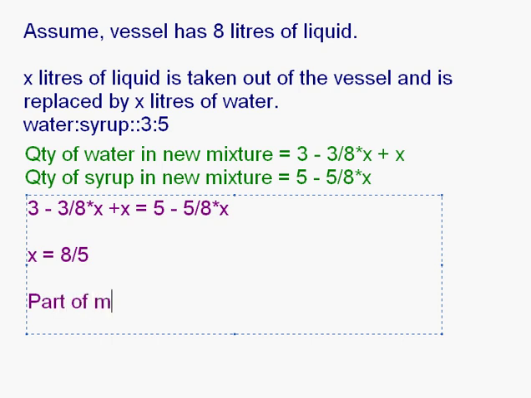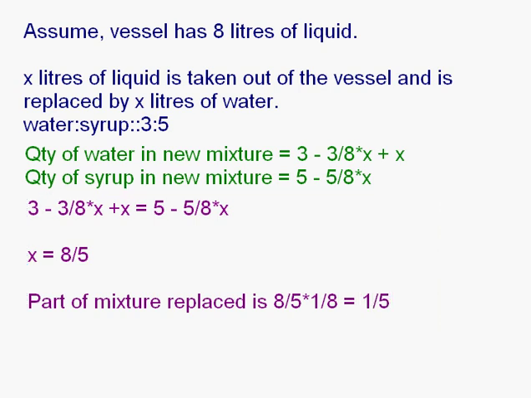So part of mixture replaced is equal to 8 upon 5 times 1 upon 8. 8 upon 5 liters were taken out and 8 upon 5 liters of water is fed into it. But what part of mixture is replaced? So it will be 1 upon 5. Okay, so 1 upon 5 part of the mixture is replaced.